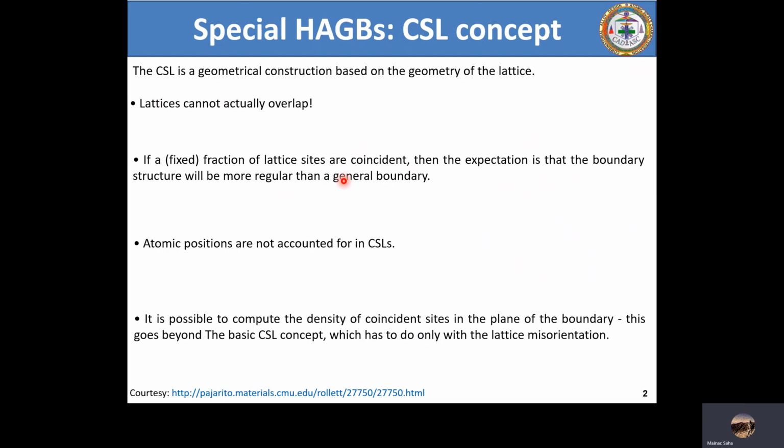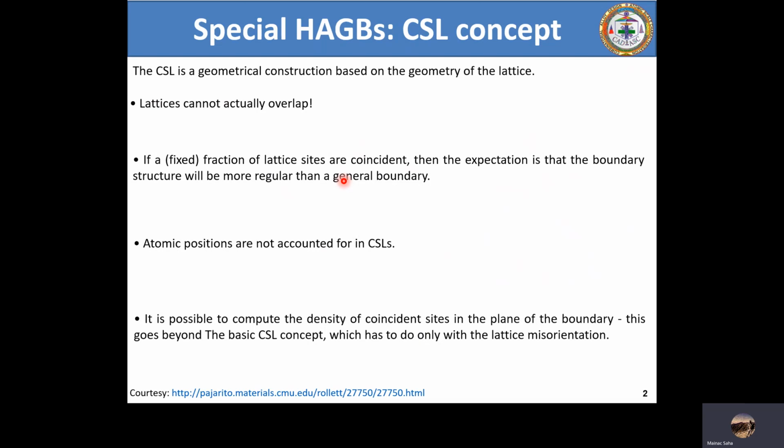This is obviously going to have a much lower grain boundary energy than a random high angle boundary, where there is no coincidence of the lattice sites in regard to adjoining grains. The other thing is that it is also possible to compute the density of the coincident sites across the plane of the boundary.